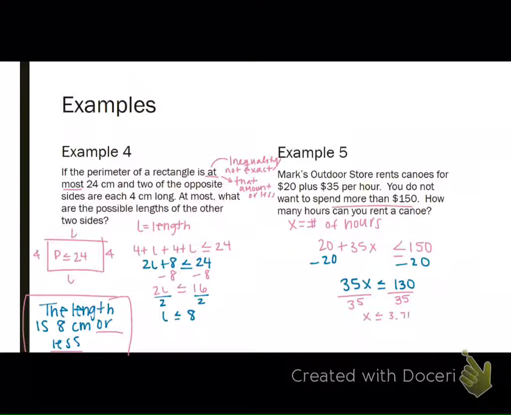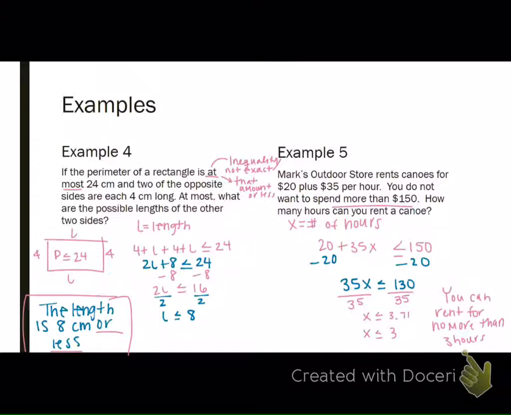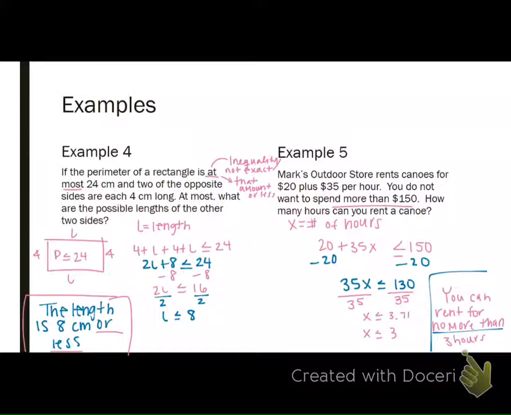So what do we actually need to say this is? Remember, it doesn't follow normal rounding rules. We cannot be spending more than $150. So what is the most number of hours that you can go? 3. Even though normal rounding rules would dictate that to be 4, it has to be less than or equal to 3.71, and 4 is bigger than that. So that's why that doesn't work. So x is less than or equal to 3, so you can rent for no more than 3 hours. So again, using that language in there to make sure that you are indicating it's an inequality.